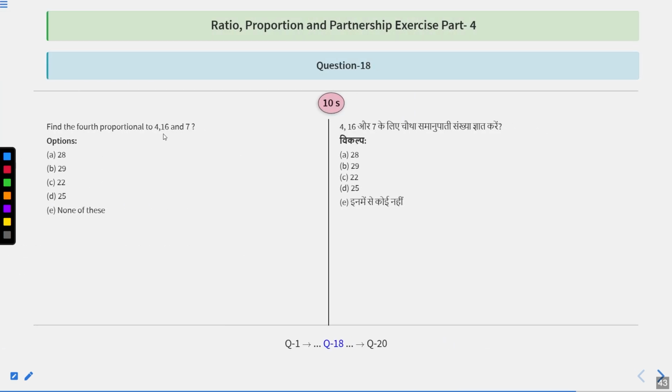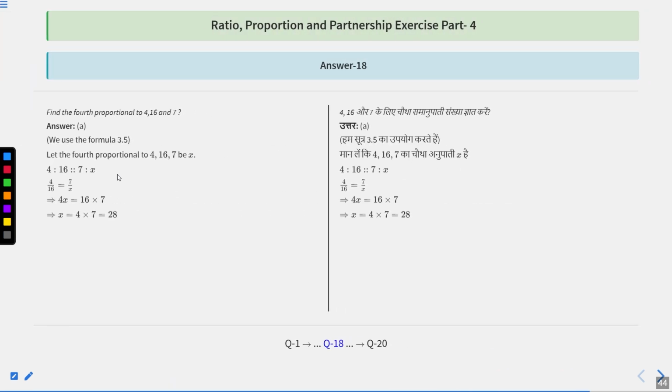Find the fourth proportional of 2, 4, 16 and 7. You have 5 options and 10 seconds to analyze the question. Your time starts now. Now time's up. Let's see the solution. We are going to use formula 3.5, in which we need to find the fourth proportion.